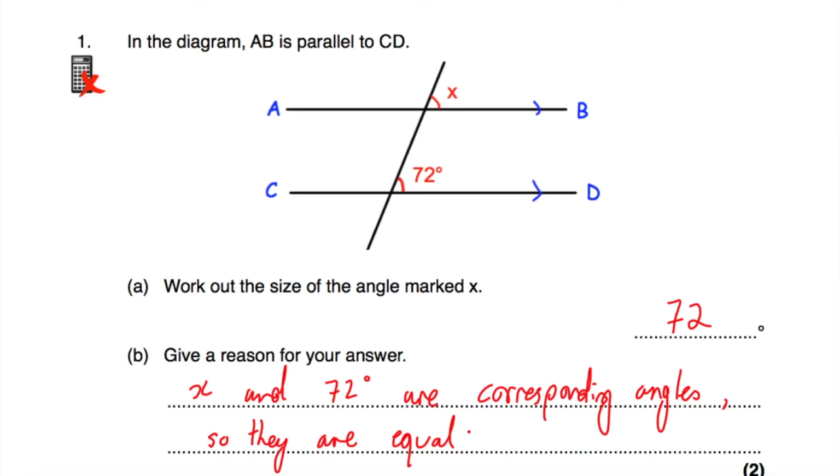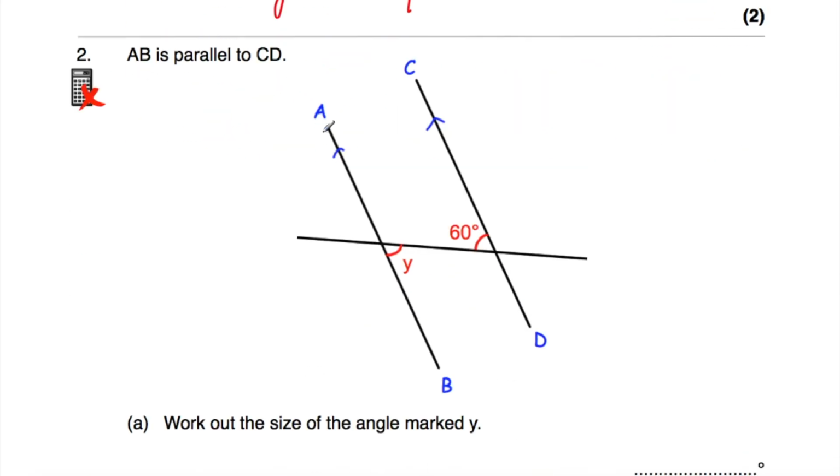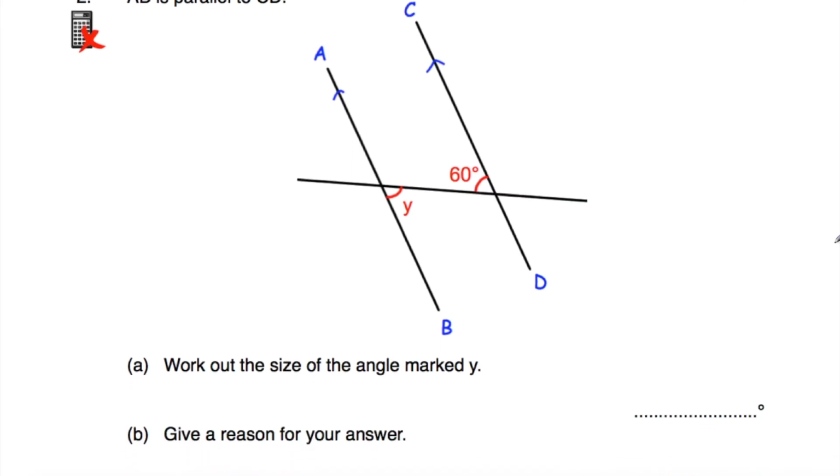Okay, let's have a look at our next question, question number 2. We're told that AB and CD are parallel. So these two lines are parallel to each other. You can see that with two little arrows. And we've been asked to work out the size of the angle marked Y, the size of this angle here. Part A says to work out the size of the angle, and part B is to give a reason for our answer. Now, if we turn our head sideways, you can see the Z shape here. So that means that these two angles are equal to each other. They're alternate angles. So Y and 60 degrees are equal to each other. So that means that Y is 60 degrees because these two angles are alternate angles.